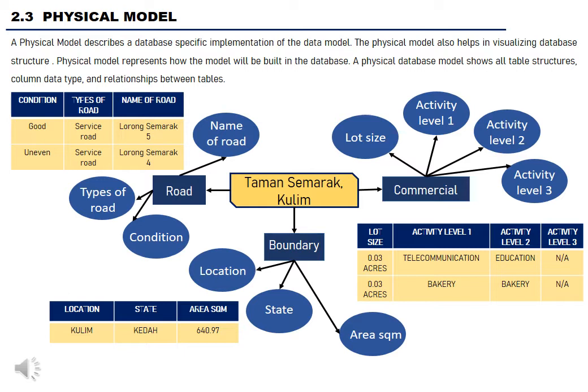Next is commercial. I only choose 2 lots, and for lot size, 0.03 acres, and activity on level 1 is telecommunication, and on level 2 education, and activity on level 3 is empty or abandoned.